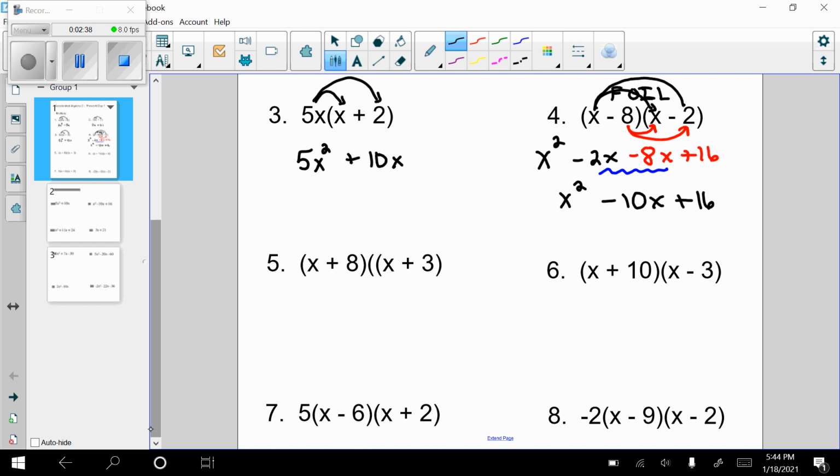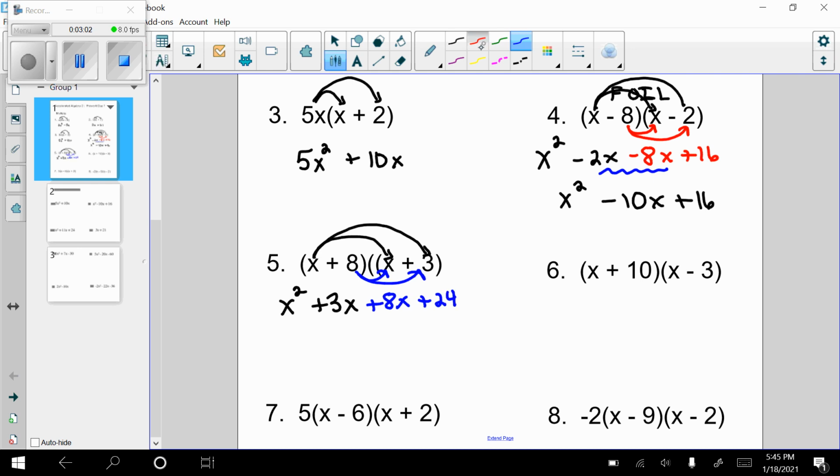Okay, so a few more foiling ones. So my first term here is going to be x squared. My outside term will be plus 3x. My inside term will be plus 8x. And my last term will be plus 24. I can then put my middle terms together most of the time and end up with x squared plus 11x plus 24.